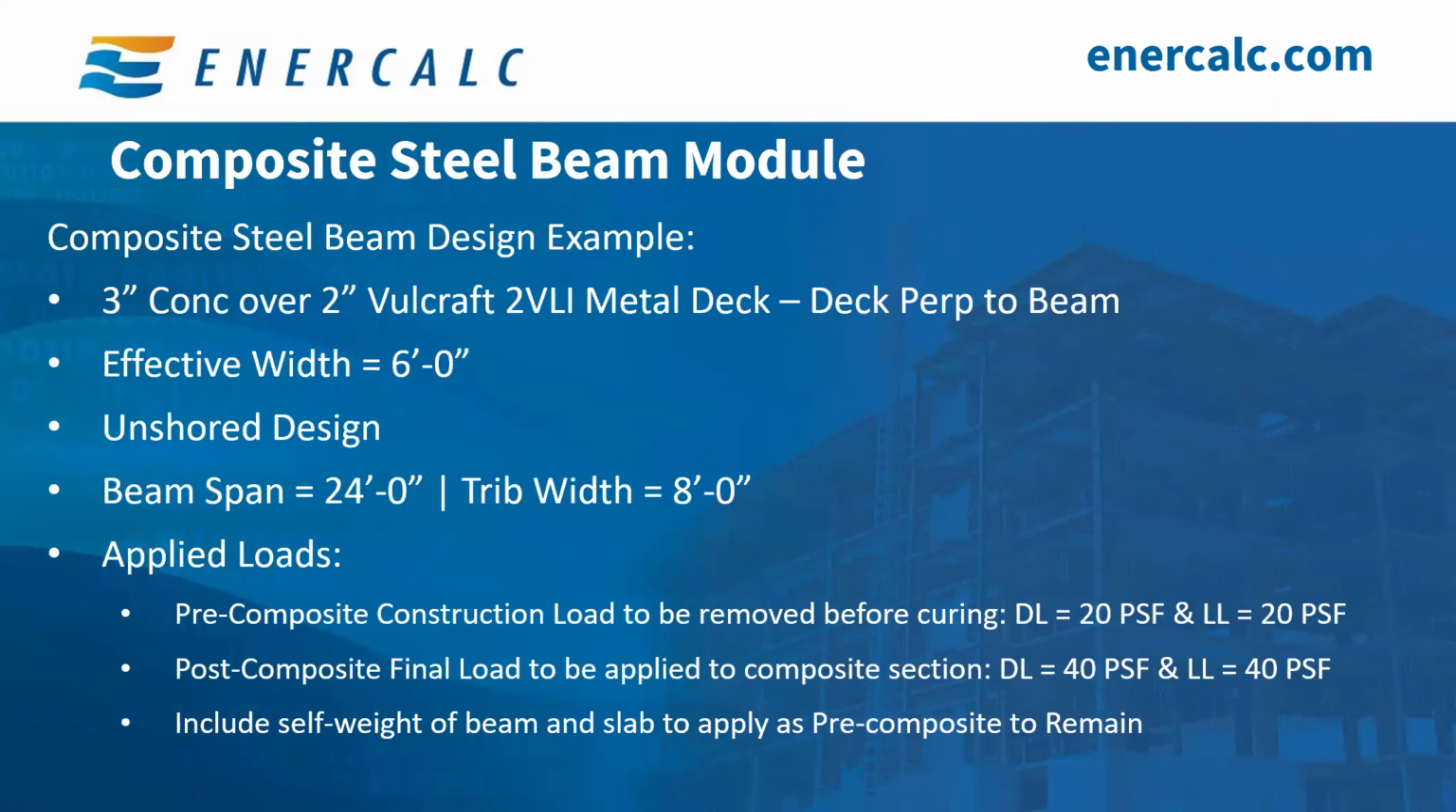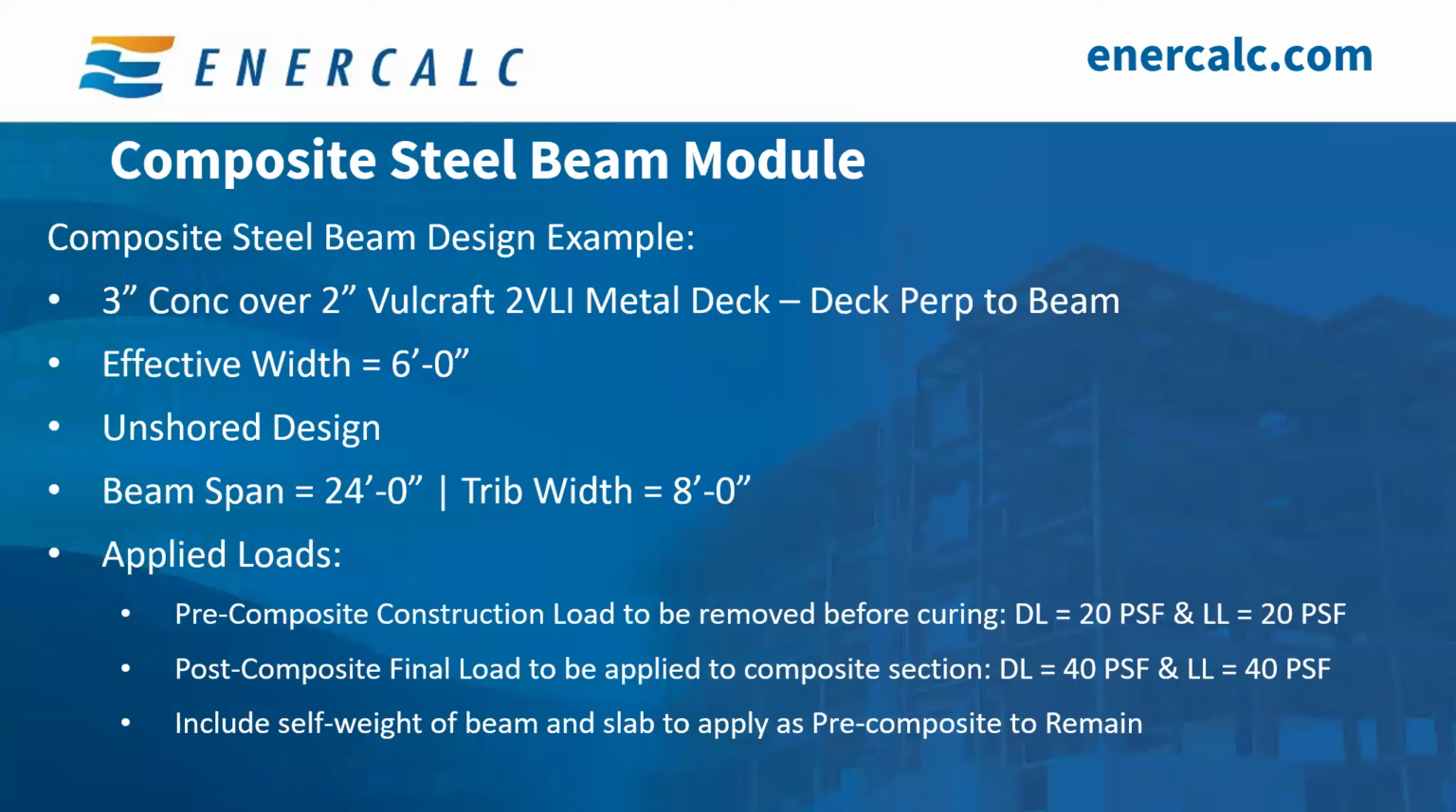So to put this in the right framework, we're going to go through a realistic example here. In today's example, we need to design a composite beam system with 3-inch normal weight concrete over a 2-inch Vulcraft 2 VLI metal deck. This is a very common assembly. And we're going to assume that the deck is perpendicular to the beam. This will give us a total slab thickness of 5 inches, 3 plus 2.